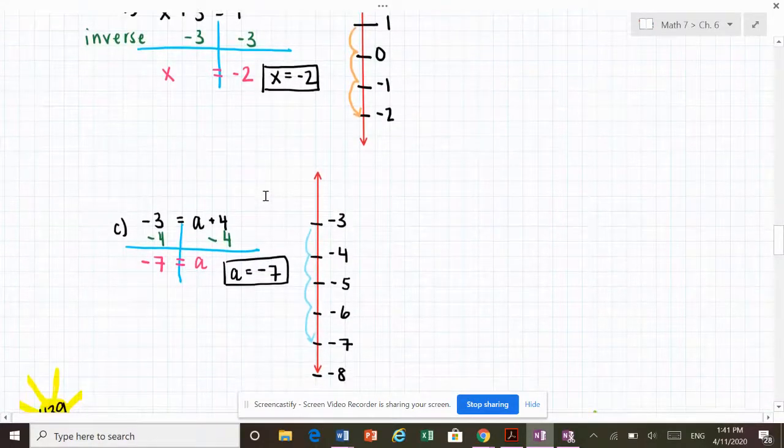Example C. Negative 3 equals a plus 4. I have positive 4, so inverse would be negative 4. What you do to one side, you do to the other. Negative 3 minus 4, when you subtract, it means you go downwards. Negative 3 minus 4 is 1, 2, 3, 4, and you end up at negative 7. So negative 7 equals a. I personally like the variable on the left side, so I put a equals negative 7.